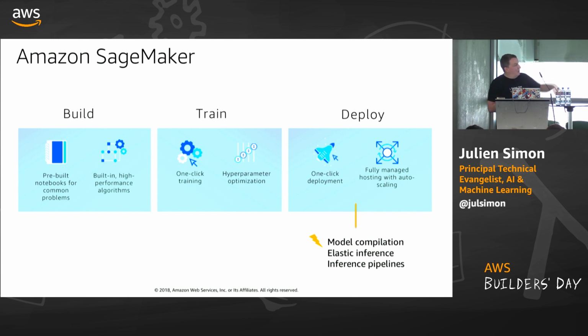And we have another feature called inference pipelines that I'll cover at the end, where you can actually chain multiple models to do predictions. So that's useful if you want to do pre-processing, prediction, post-processing, things like that. So you can actually have a chain of models that are called in sequence to build predictions.